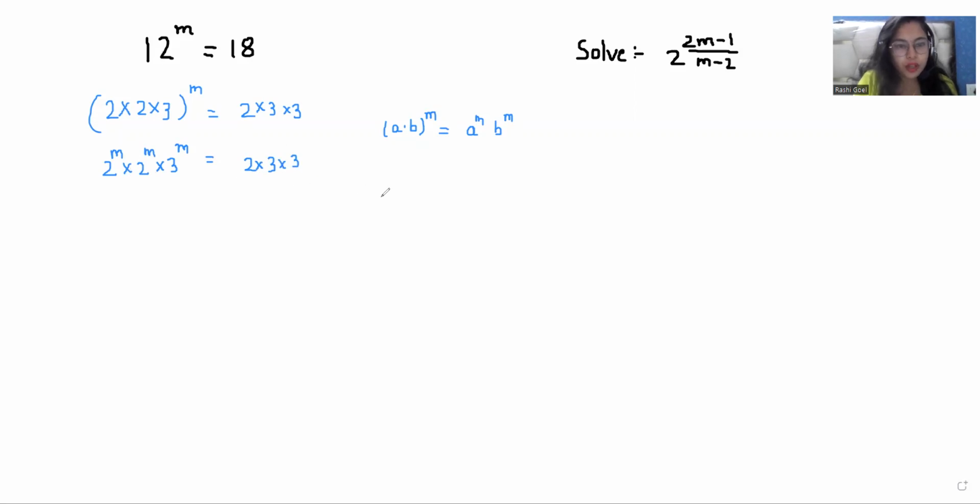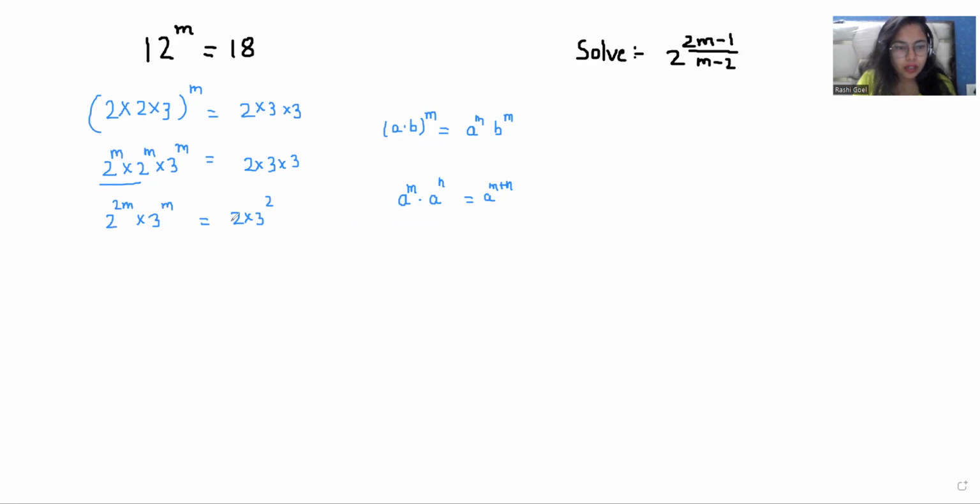So here we know that one more property of exponent, that a power m times a power n is equals to a power m plus n. If the bases are same, and there is a multiplication sign in between, we can add the power. So 2 power m plus m is 2m times 3 power m is equals to 2 times 3 power 2.